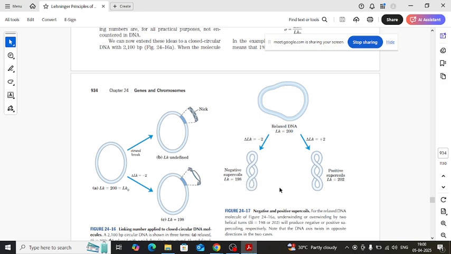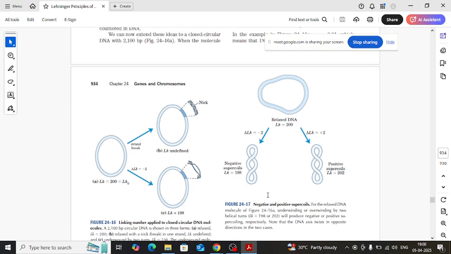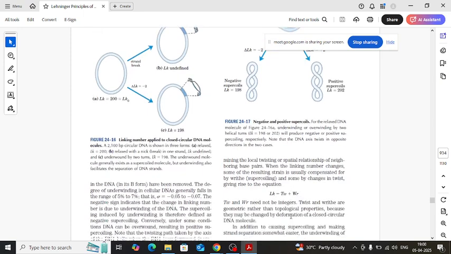So next we saw what is negative and positive supercoiling. Again, if you want to revisit that, suppose your relaxed DNA has a linking number of 200. If you decrease the linking number by 2, it will introduce the negative supercoiling, so the final linking number will be 198. And if you increase the linking number by 2, it will induce the positive supercoiling, so the final linking number will be 202.